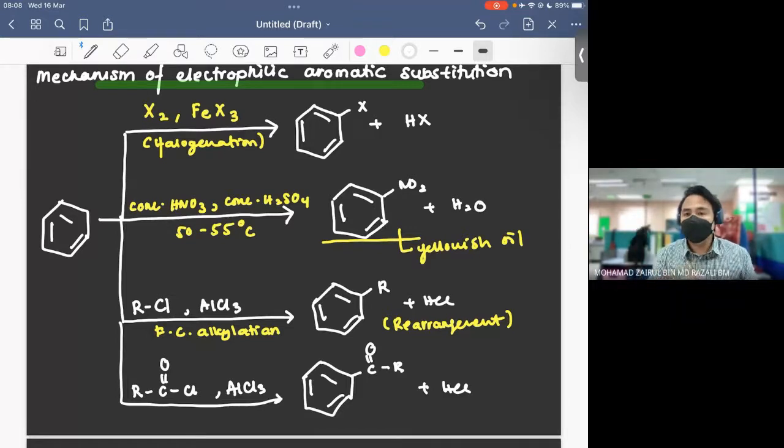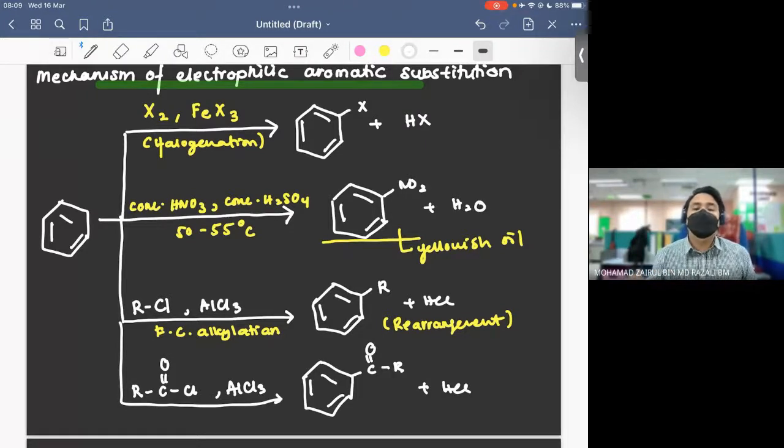Yang oxidation tu bukan electrophilic aromatic substitution tau. Oxidation tu adalah another type of reaction. And then macam substitution on the side chain tu kita tak panggil dia sebagai electrophilic aromatic, iaitu kita panggil sebagai free radical substitution. Electrophilic aromatic ini hanya akan berlaku apabila awak substitute one of the hydrogen in the benzene dengan benda lain. Itu baru kita panggil dia sebagai electrophilic aromatic substitution. Okay, so for today's session, we're going to go through the mechanism for each of these reactions.